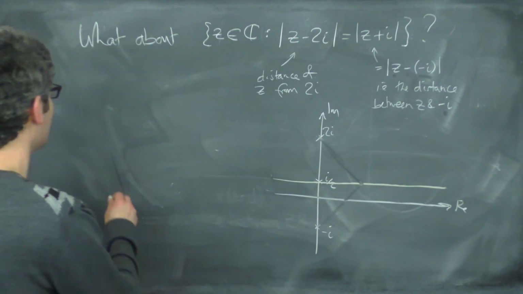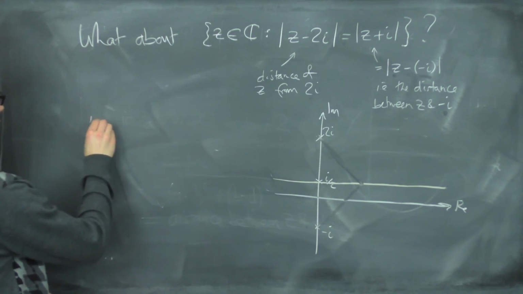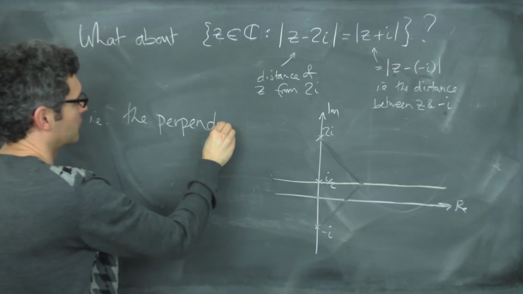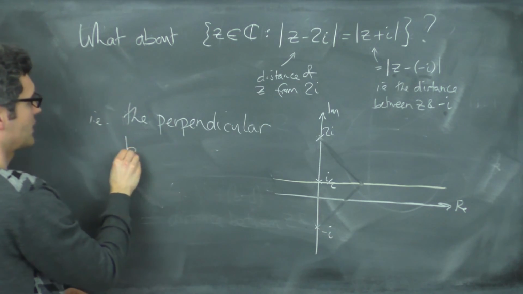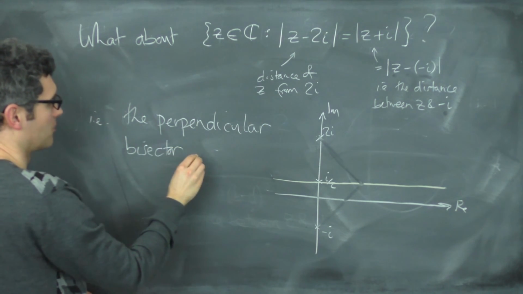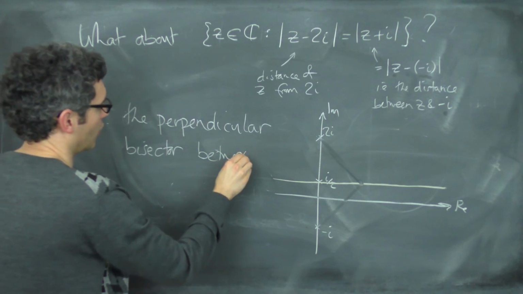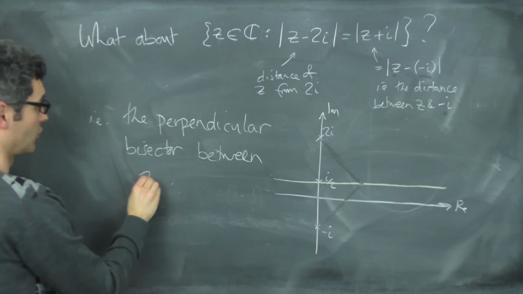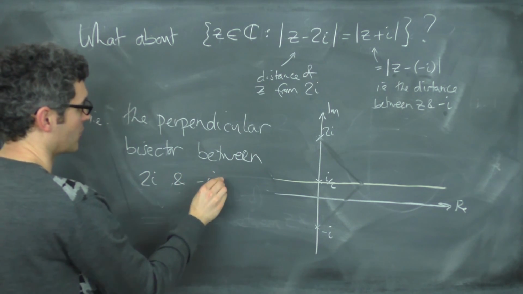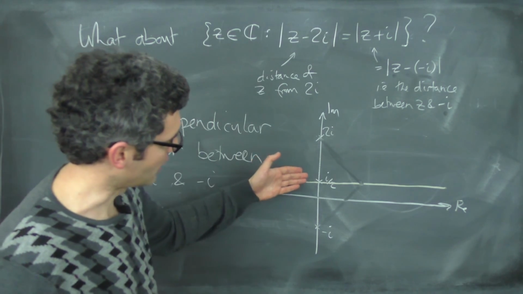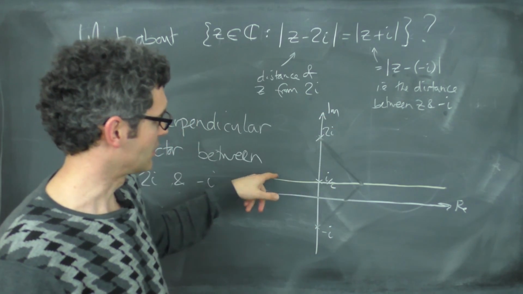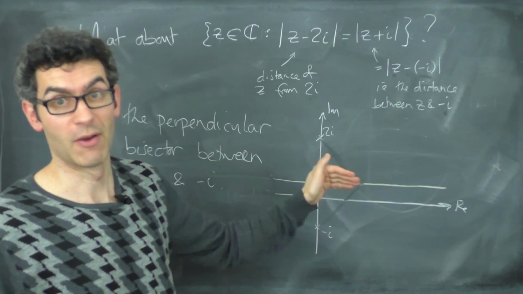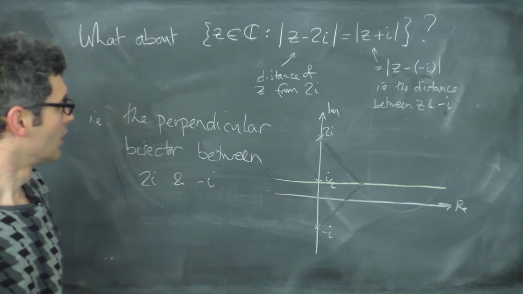So we've got a name for this thing. This is the perpendicular bisector, some people say perpendicular bisector of the point 2i and the point minus i. So it's called the bisector because it's halfway between the two, and it's perpendicular because it crosses the line that joins these 2 points at right angles.